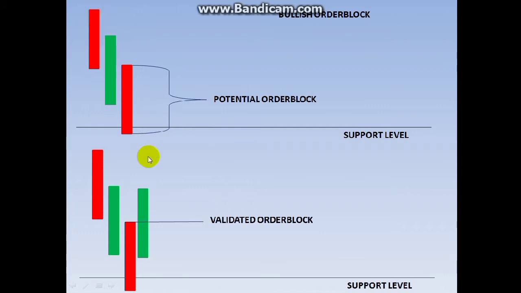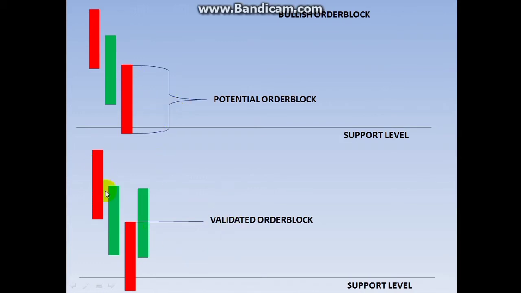So we are making an assumption that this is our support level, and price just traded down into it. Now this is a potential order block. Why are we calling it a potential order block? Until we have a candle that breaks the high of this down close candle that traded into the support level, it is just a potential order block. It has not been validated yet.